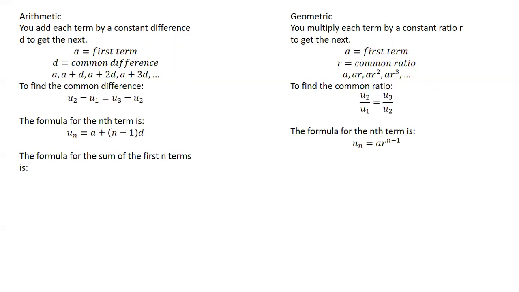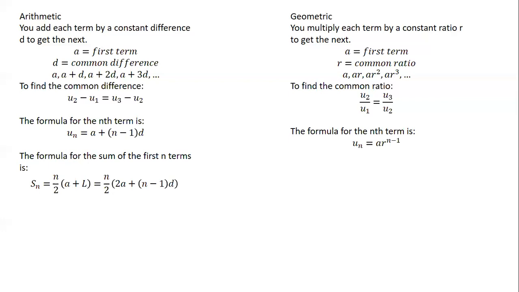Now the sum formulas, you get given these. So the sum of the first n terms, that means we add together the first term, the second term, the third term, all the way up to the nth term. For arithmetic, it's n over 2, first add last, a plus l, or you can sub in what l is, just un, so it's n over 2 times (2a plus (n minus 1)d), and notice the brackets.